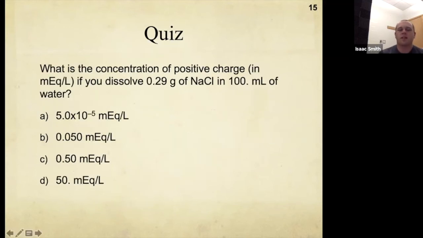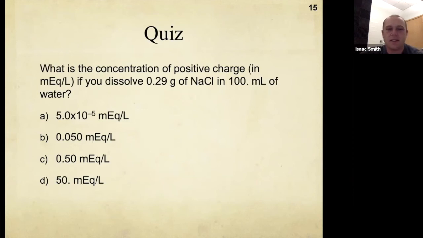So this problem would take you a little step further. Go ahead and try this. It says, what is the concentration of positive charge in milliequivalents per liter if you dissolve 0.29 grams of sodium chloride in 100 milliliters of water? Go ahead and pause it and try this one on your own.